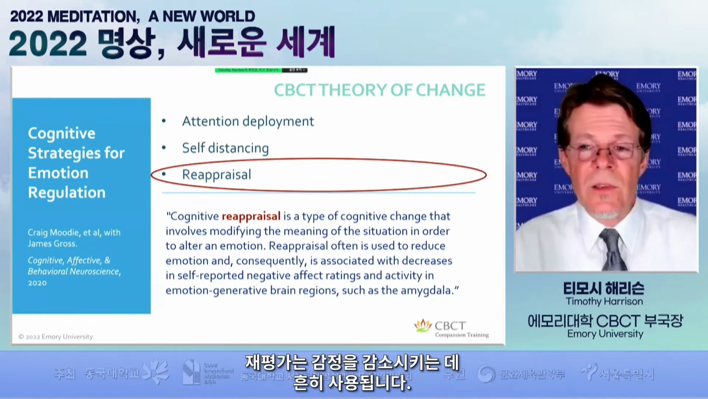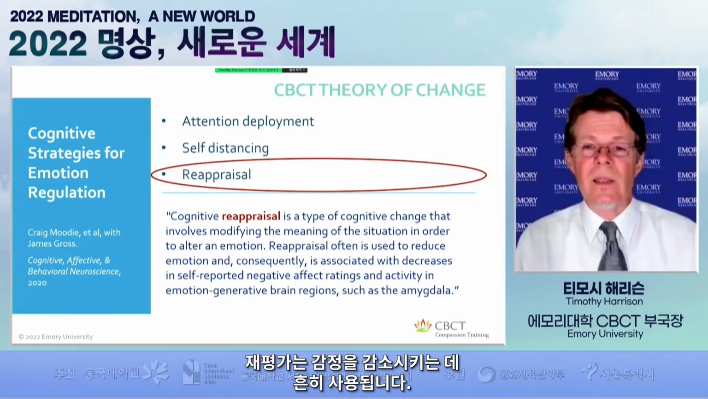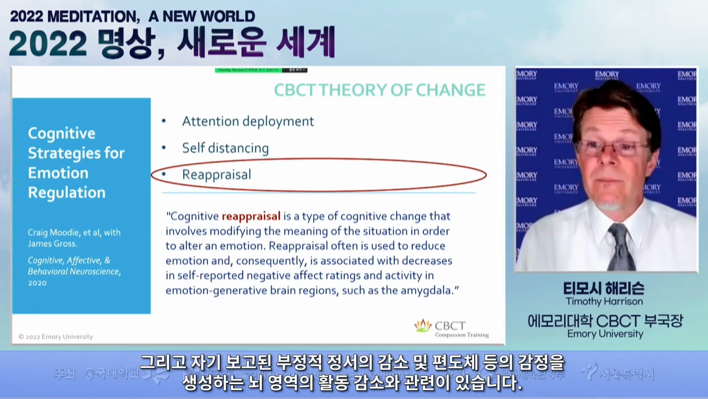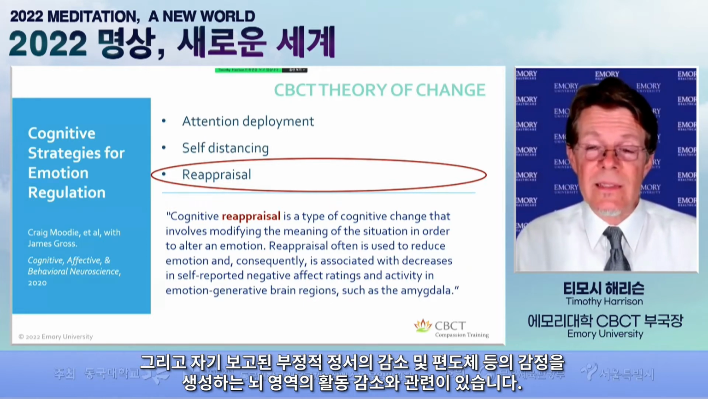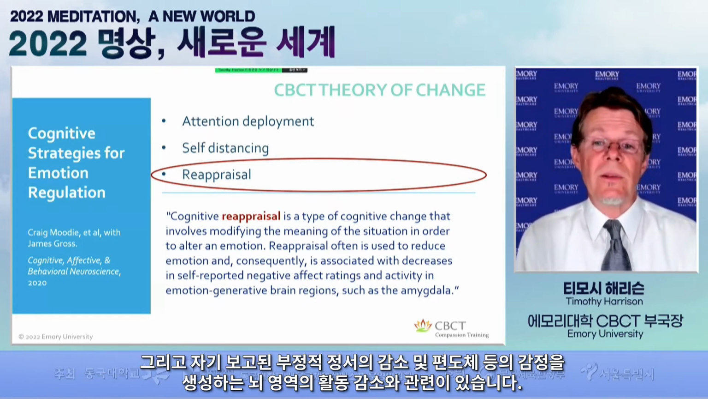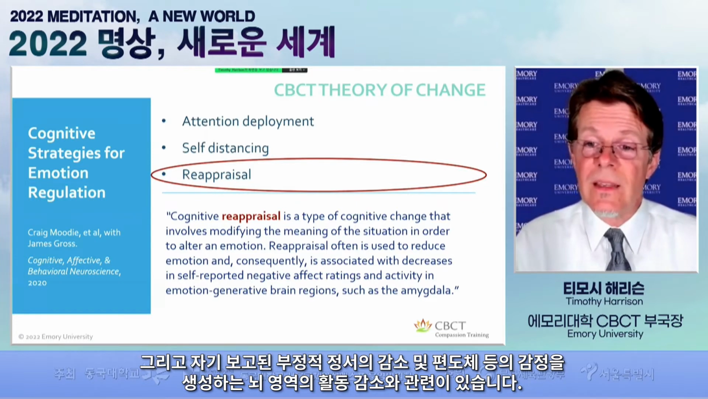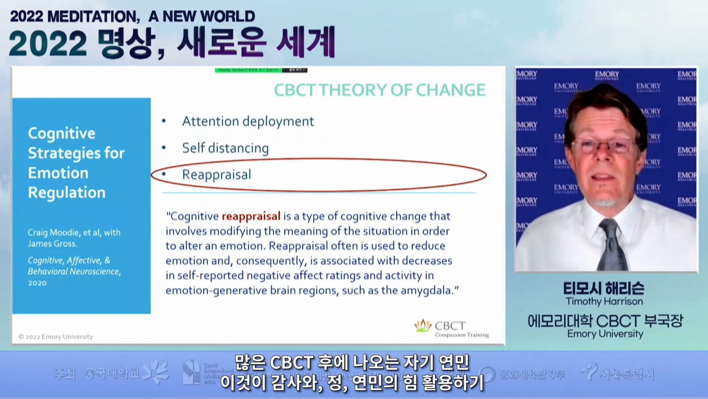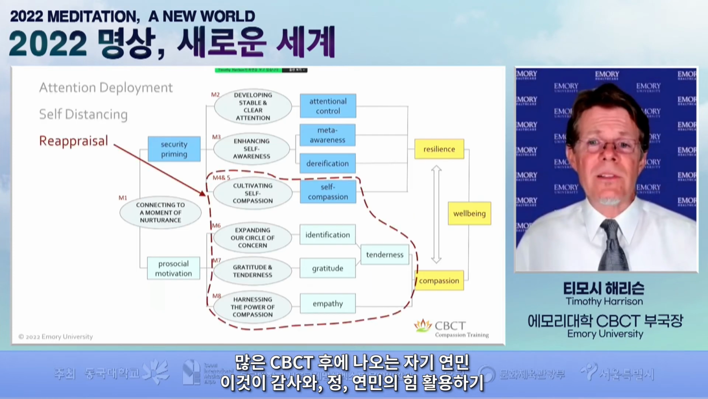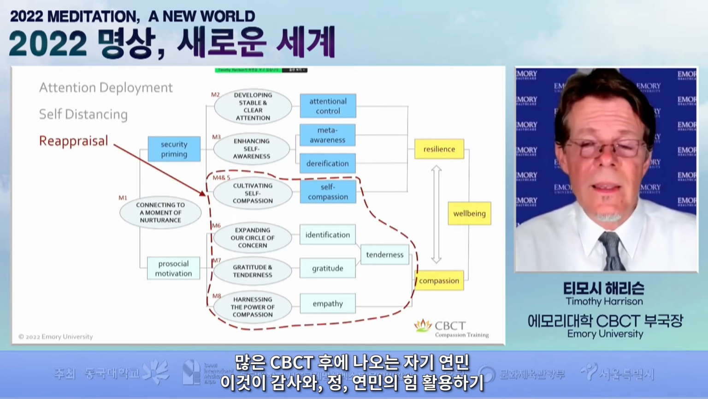Reappraisal often is used to reduce emotion and consequently is associated with decreases in self-reported negative affect ratings and activity in emotion-generative brain regions such as the amygdala. So that's from the neuroscience paper, but it's surprisingly in alignment with many of these later modules of CBCT.